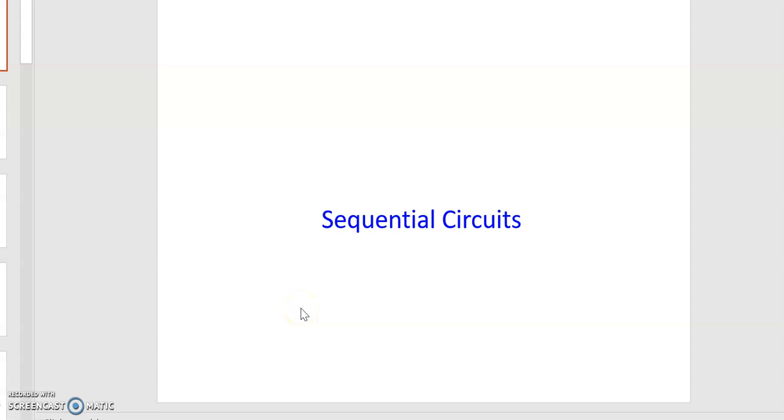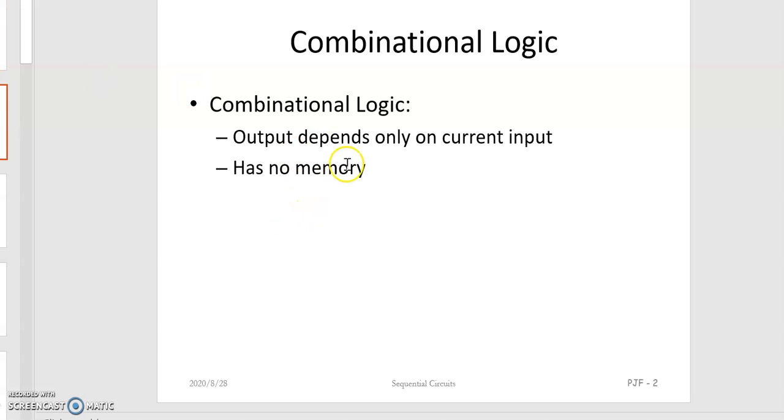In this session, we are discussing sequential circuits. Actually, the circuits are of two types. One is combinational logic circuits and another one is sequential circuits. Already in the previous sessions, we had discussed the combinational logic circuits, where the output depends only on the current input. So it has no memory elements.